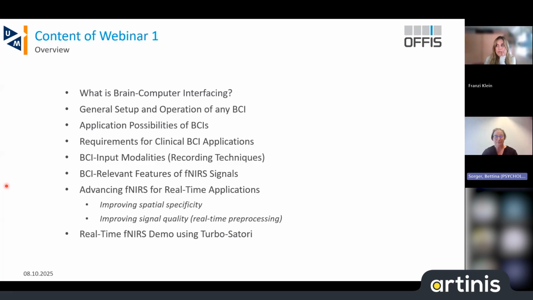fNIRS is not the only possibility to realize a BCI, so we will also look shortly at the alternative BCI input modalities, and we'll also discuss then the BCI relevant features of the fNIRS signals. Then Franzi will take over and will talk about advancing fNIRS for real-time applications with a specific focus on improving spatial specificity and signal quality. And here is also a very important point, the real-time pre-processing. And last but not least, we will give a small real-time fNIRS demo using Turbo Satori.